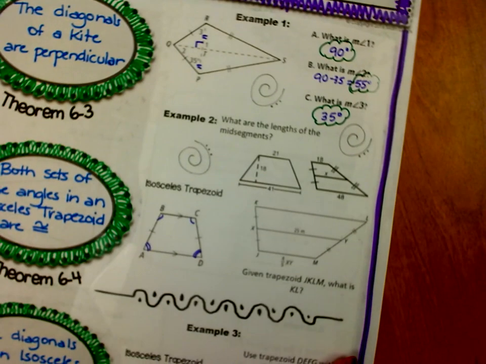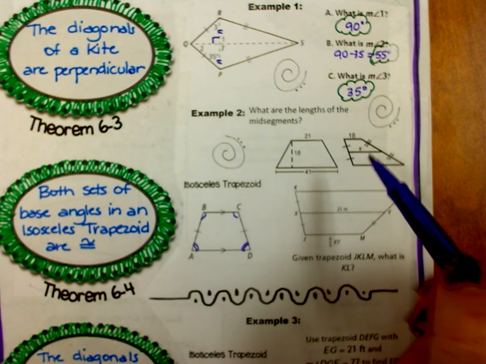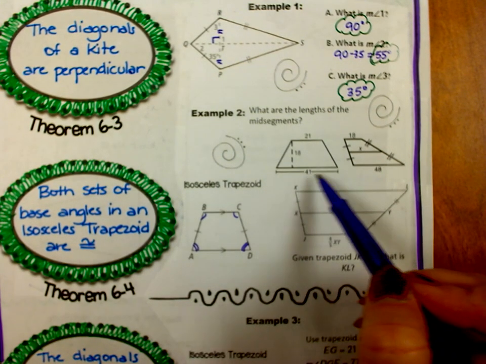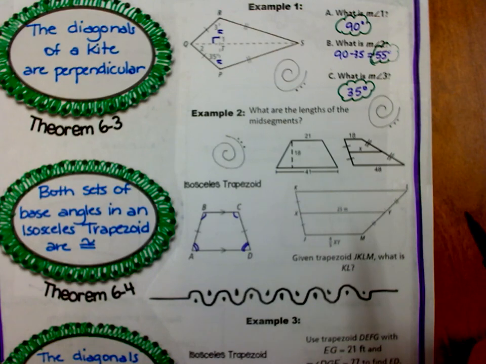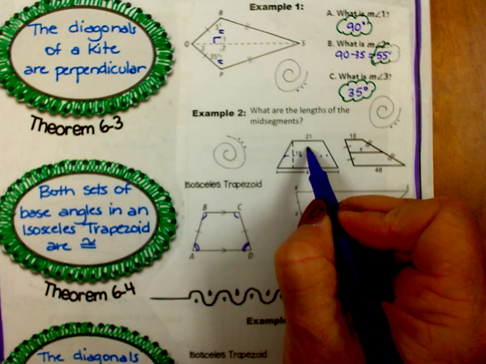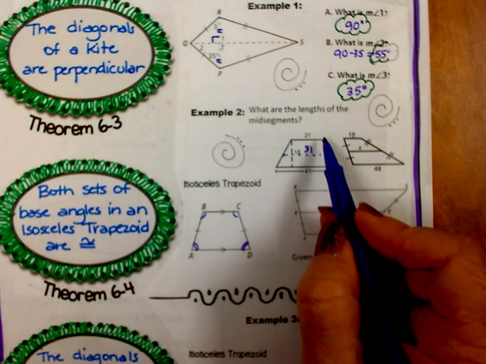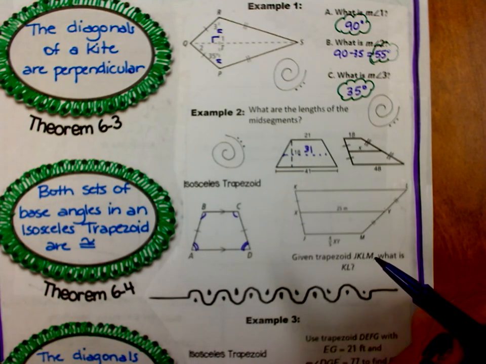So take a look back at example 2. In this first trapezoid, base 1 is 21, base 2 is 41. What's in the middle of 21 and 41? Well, right in the middle of 21 and 41 is 31. Now if that didn't pop out to you right away, then look at it this way. 21 plus 41 is 62, and half of 62 is 31.